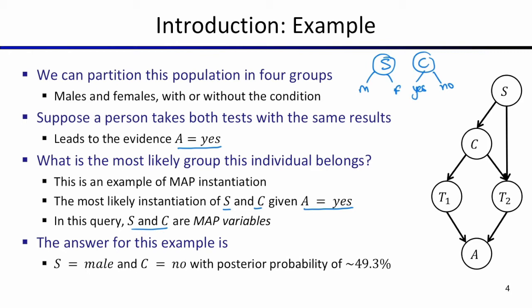If we compute this query and see what the result is, it is unsurprisingly the case that the sex is male and the condition equals no. And we know that comes from the fact that males are the largest group in the population, and also because the disease is prevalent in only 5% of the male population. So S equals male and condition equals no will be the most likely assignment, and it has a probability of almost 50%.